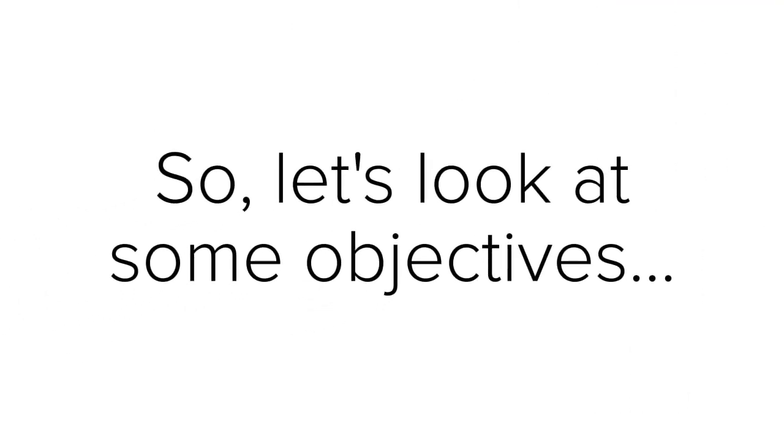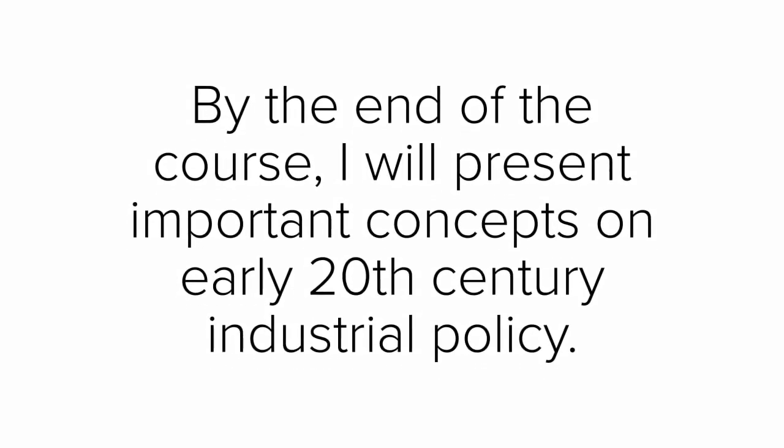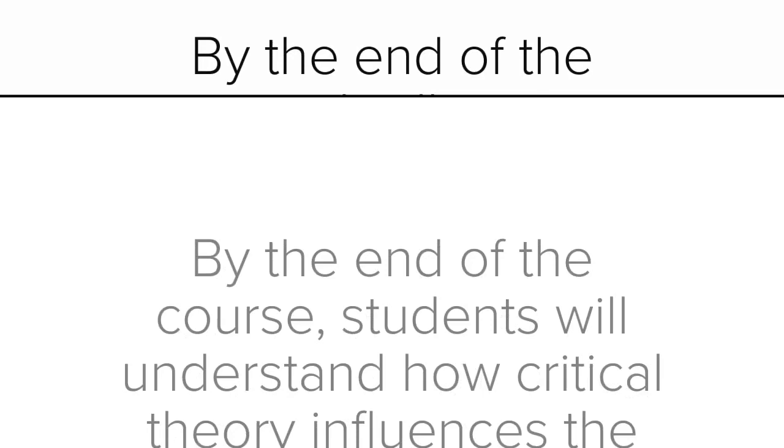So now we're going to walk through some learning objectives of variable quality, and we'll take a look at these and pick out exactly why some of these are terrible or why they're awful and why some of these are beautiful. Let's look at the first one. By the end of the course, I will present important concepts on early 20th century industrial policy. Oh, this is terrible. It is not written from the perspective of the student, so this learning objective fails.